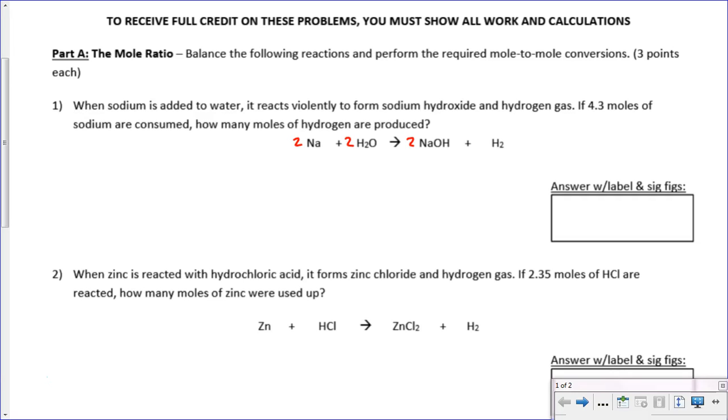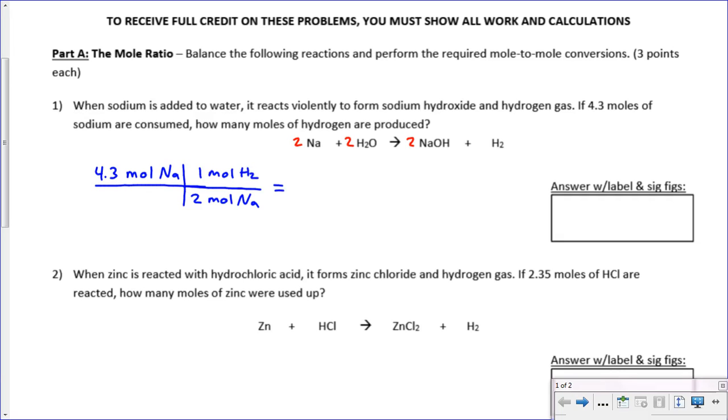In this one, it says you start with 4.3 moles of sodium and asks how many moles of hydrogen are produced. So you start with 4.3 moles of sodium. Then we use the mole ratio of the coefficients to convert from moles of sodium to moles of hydrogen. It's 2 moles sodium because that's the coefficient there, for every 1 mole of hydrogen because that's hydrogen's coefficient.